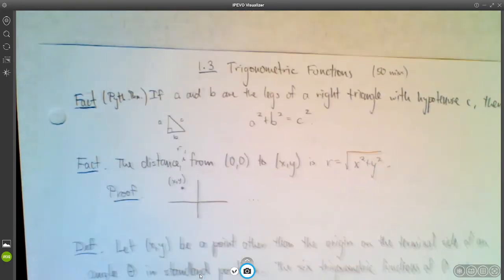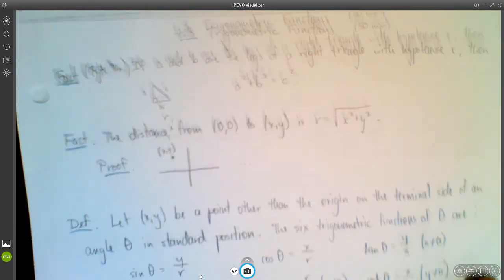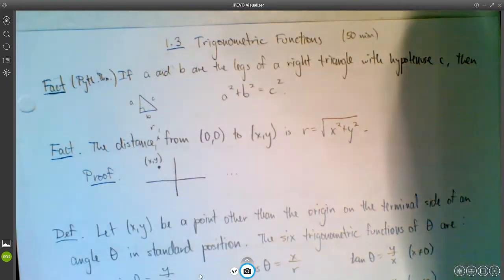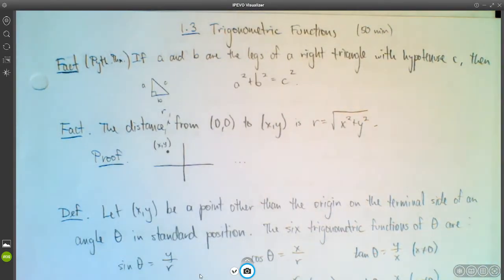All right, let's talk about 1.3. In 1.3, we actually get to talk about trig functions, right? So we're going to do a little bit of trigonometry now in our trig class. You've probably seen a lot of this stuff before, though. A lot of times you're exposed to a little bit of trig in geometry classes and things like that.